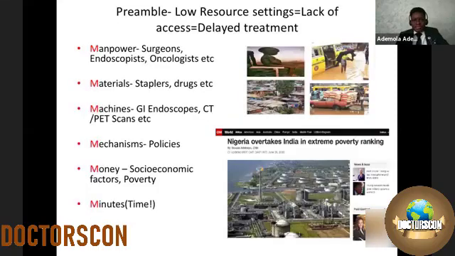Now, when we're talking about resource-deprived environments, there are things related to manpower, materials, machinery, mechanisms, money, and there's actually no time because there are other priorities with the government. So we have challenges in managing these patients because we don't have access to the resources for their management. As a general surgeon practicing in Nigeria, for a population of about 210 million people, we have less than 100 people who can do GI endoscopies and have access to the equipment. So we have manpower shortages, and lots of issues concerning access to treatment, and that makes management very difficult.